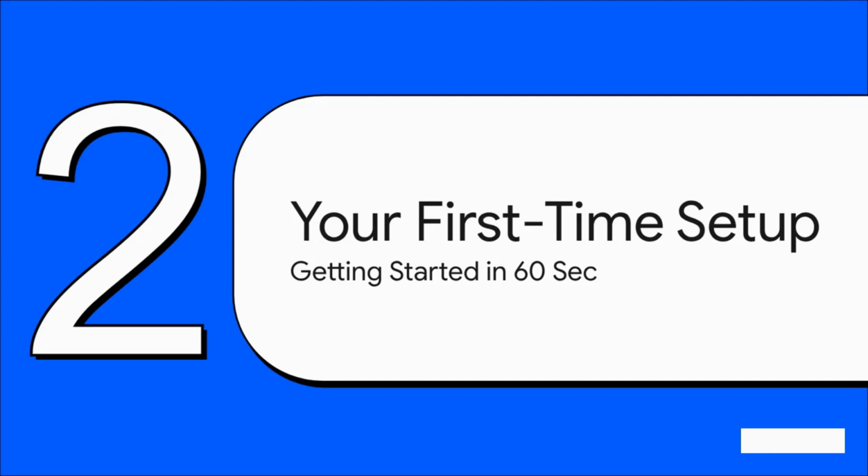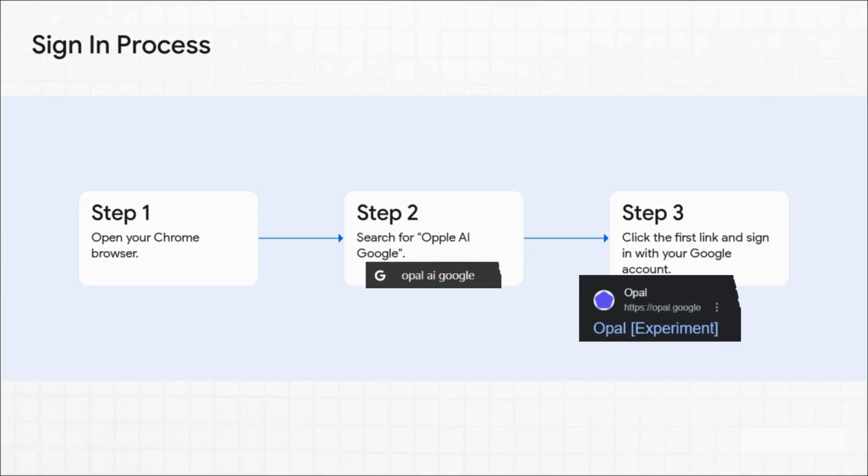This is our second section, your first time setup. And don't worry, this isn't going to be some long, complicated process. You'll honestly be up and running in about a minute. Getting started is seriously so easy. Just pop open your Chrome browser, type in Opal AI Google, and click that very first link. To make it even simpler, I've put a direct link down in the description for you. From there, just sign in with your Google account, and bam, you're in.